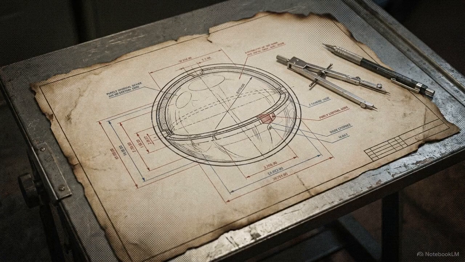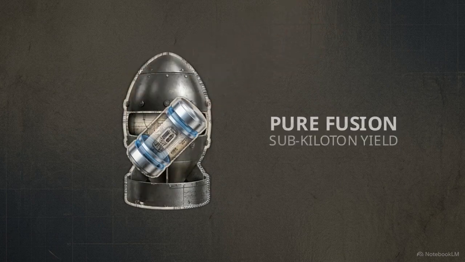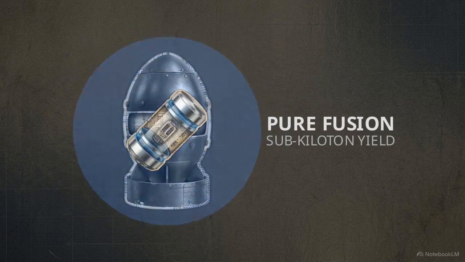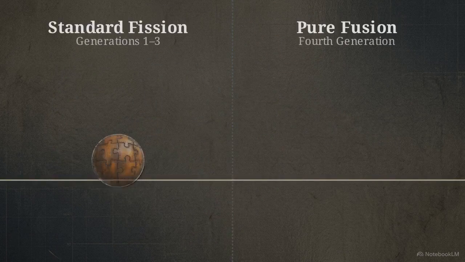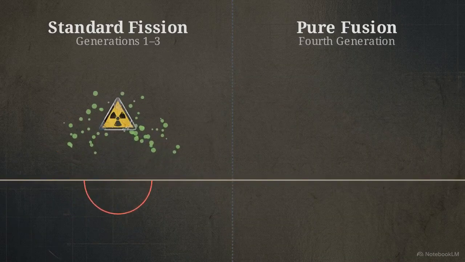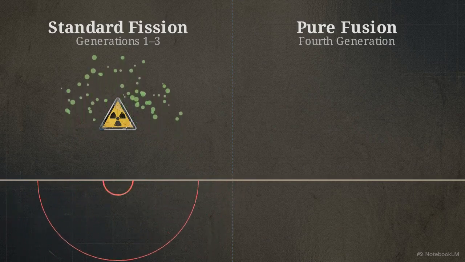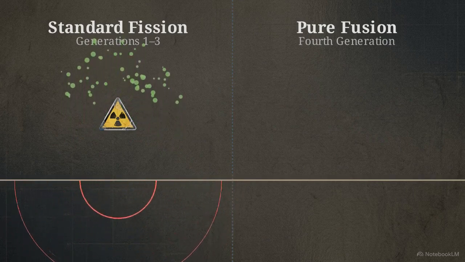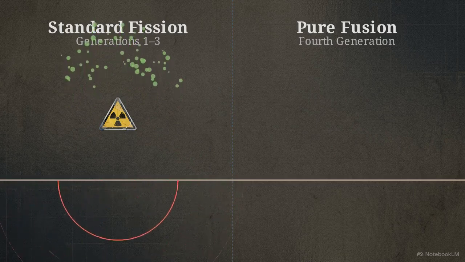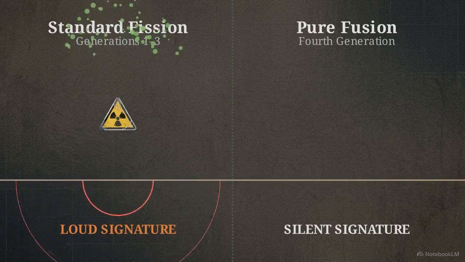That brings us to the 4th generation of nuclear weapons. These are pure fusion devices that throw out the fission primary and operate with sub-kiloton yields. Left is a standard fission blast. Right is pure fusion. Removing the fission primary eliminates radioactive fallout and fast neutron release. Pure fusion operates in fractions of a microsecond, dissipating too quickly to couple with the ground, erasing the seismic footprint.